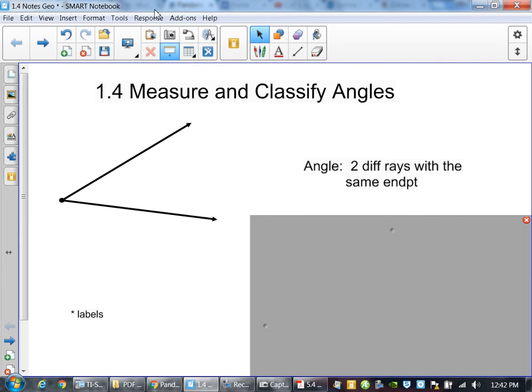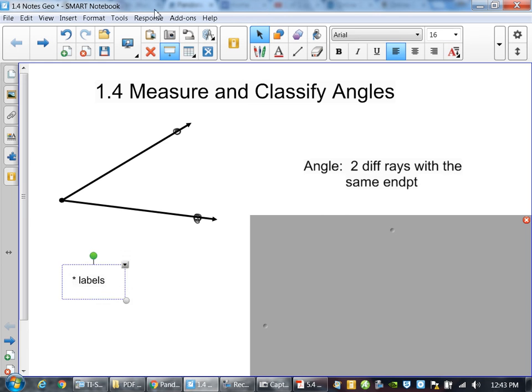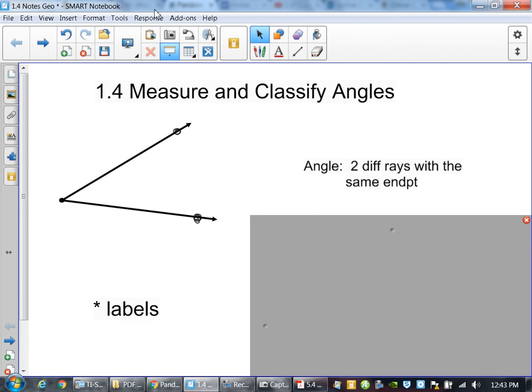Anyway, so angles are two different rays with the same endpoint. So when we label these things out, I wanted to make sure I spend a little extra time to talk about how the labeling works.